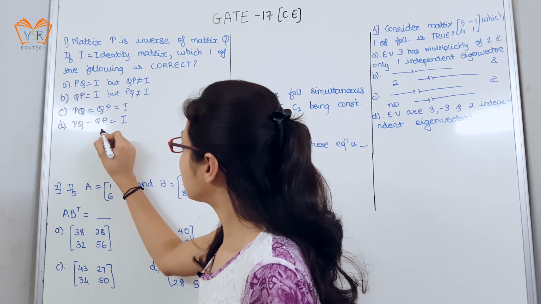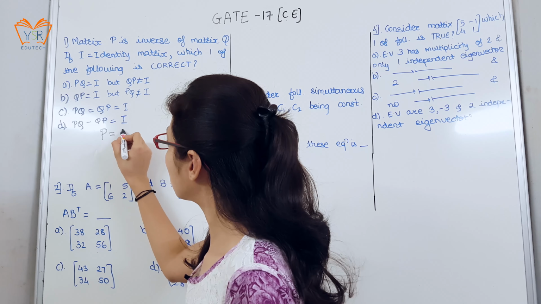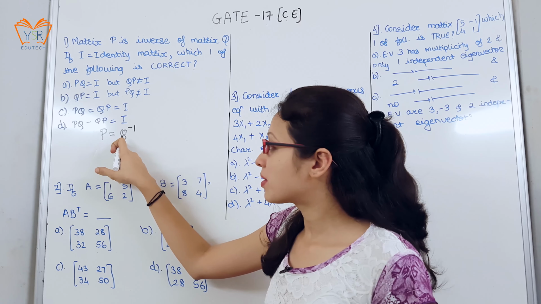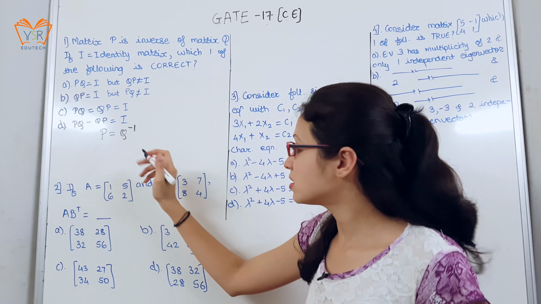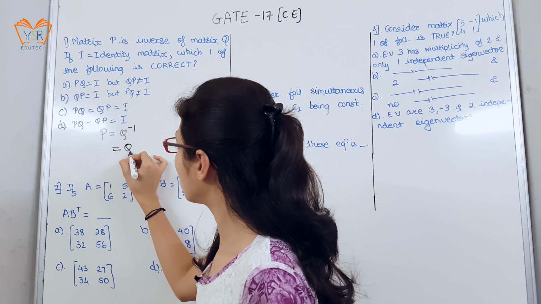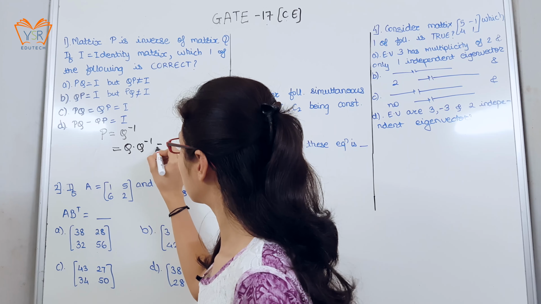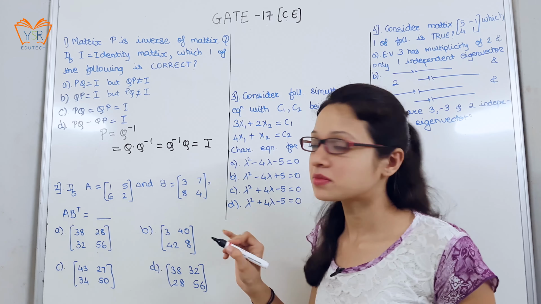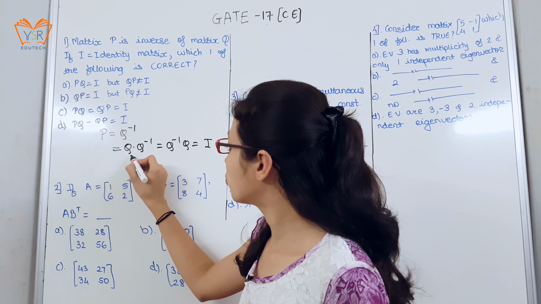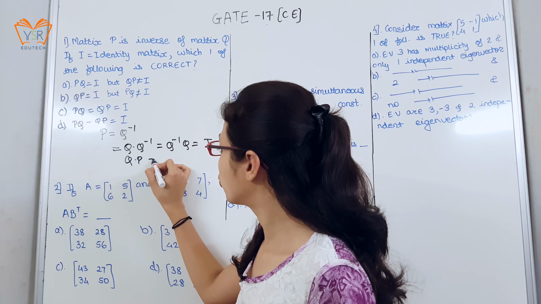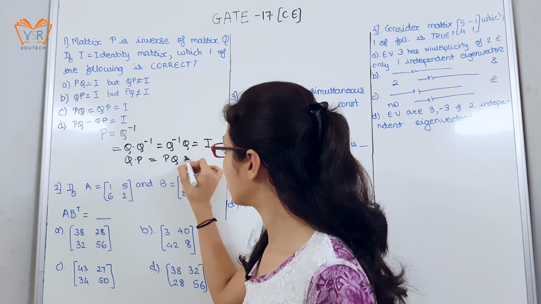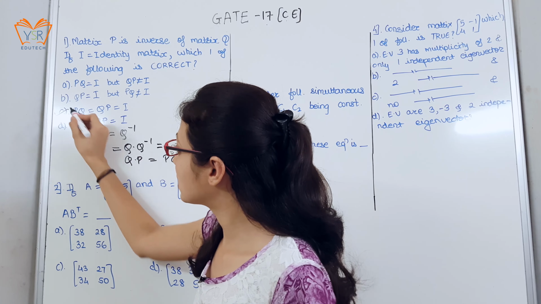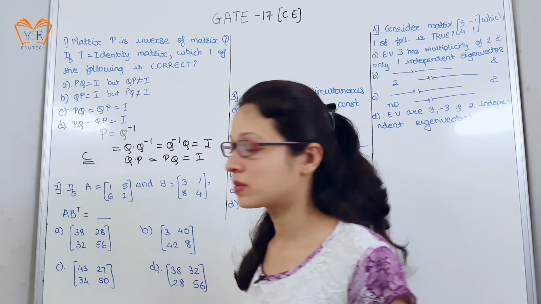Now the first statement says matrix P is equal to Q inverse. If the inverse of any matrix is possible, that is, if the matrix is invertible, we can write Q into Q inverse or Q inverse into Q is equal to the identity matrix. Q inverse is equal to P. So QP is equal to PQ is equal to I. Checking the options, C is the correct option.